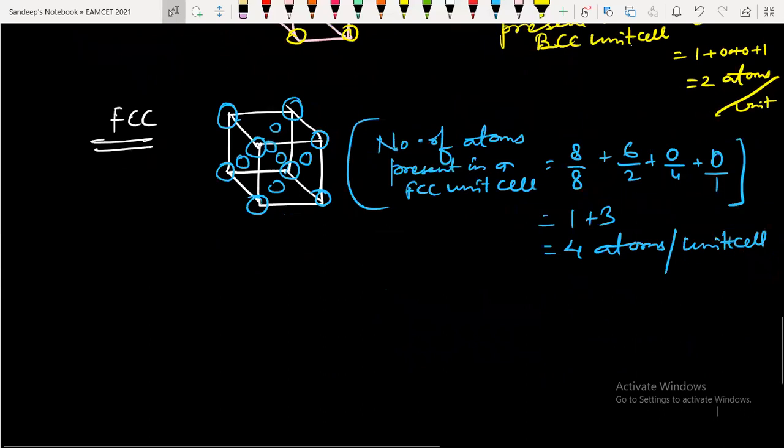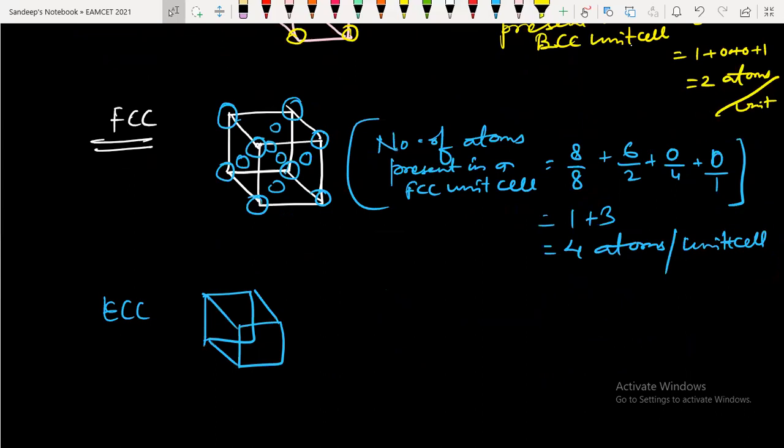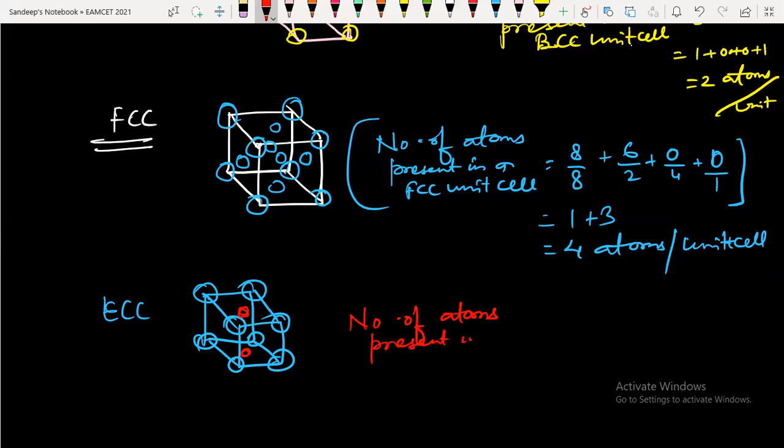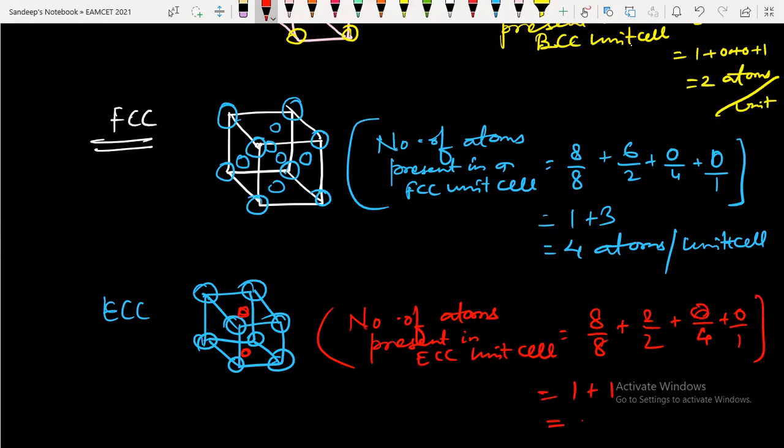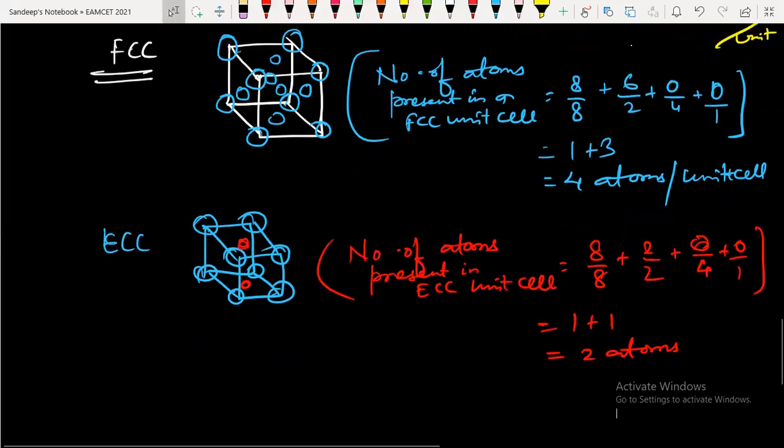Similarly, in ECC, there are atoms present at corners and at two of the faces. So the number of atoms present in an ECC unit cell is equal to 8 corners, 8 upon 8, faces 2 by 2, and the rest positions are 0. So it is 1 plus 1, that is 2 atoms per unit cell.